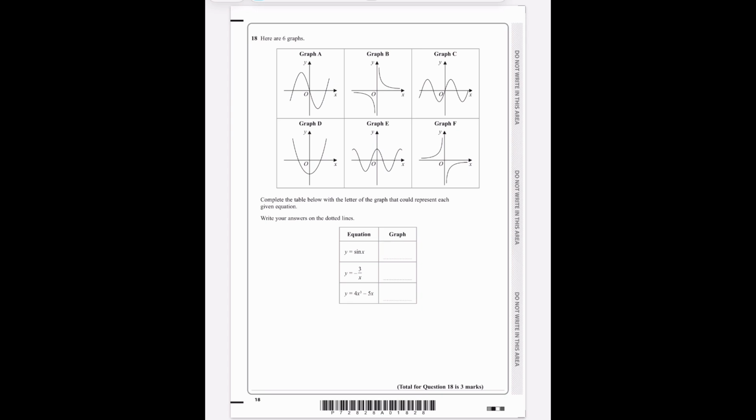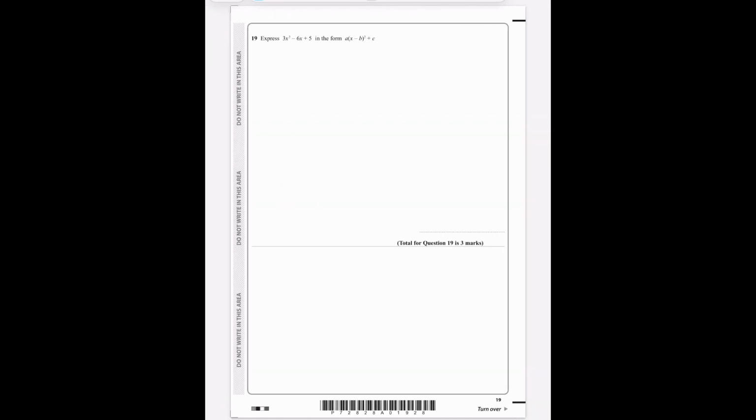Question 18, just graph recognition. C is the sine graph, the negative reciprocal graph is f, and the cubic is a. Not much more to be said there. If you know them, you know them, or draw them if you didn't know them.